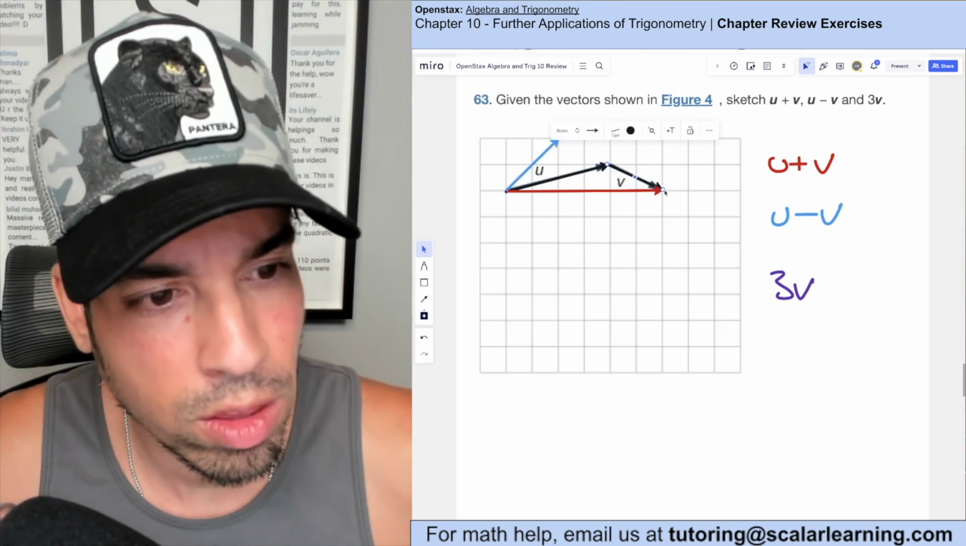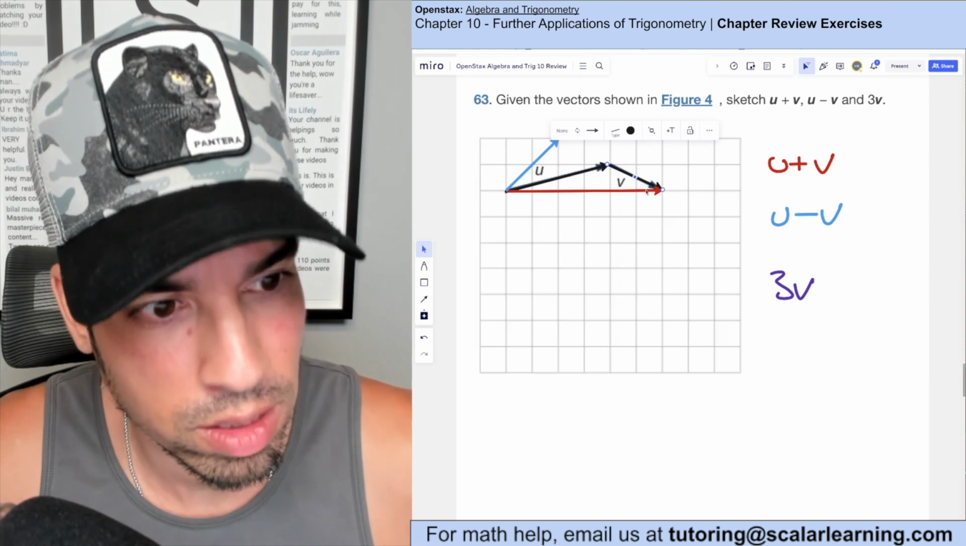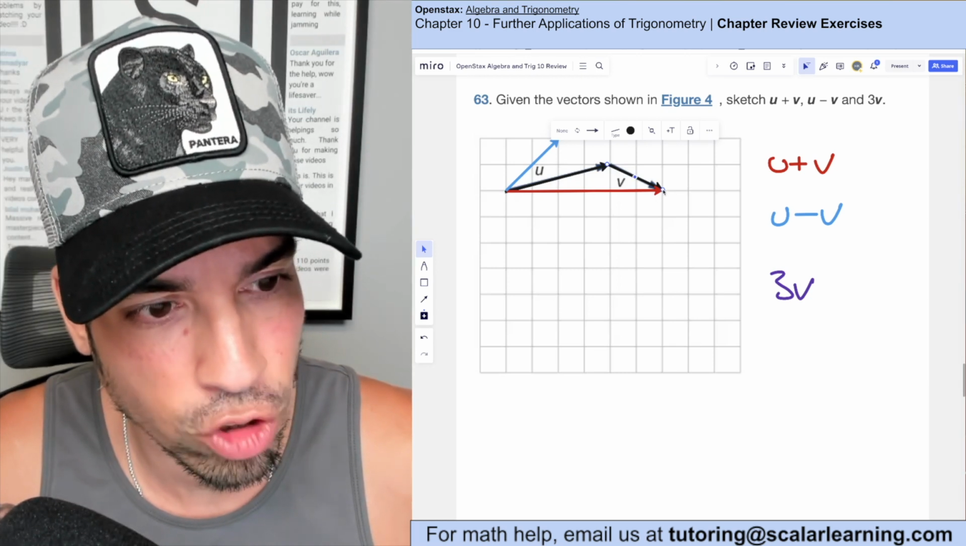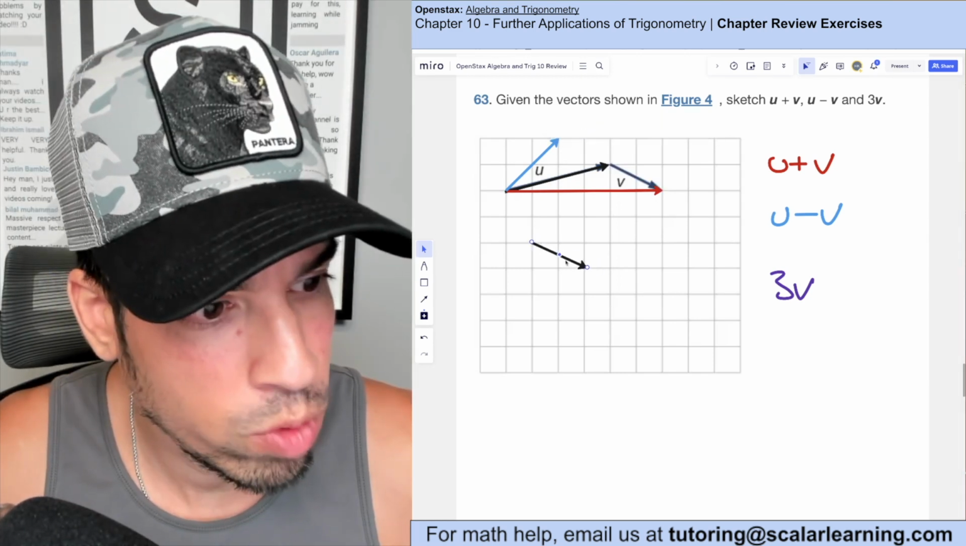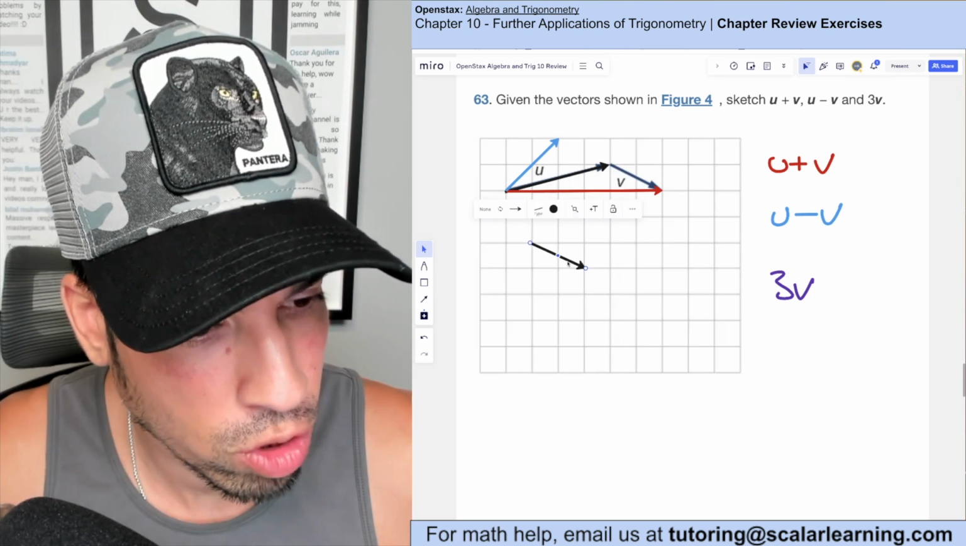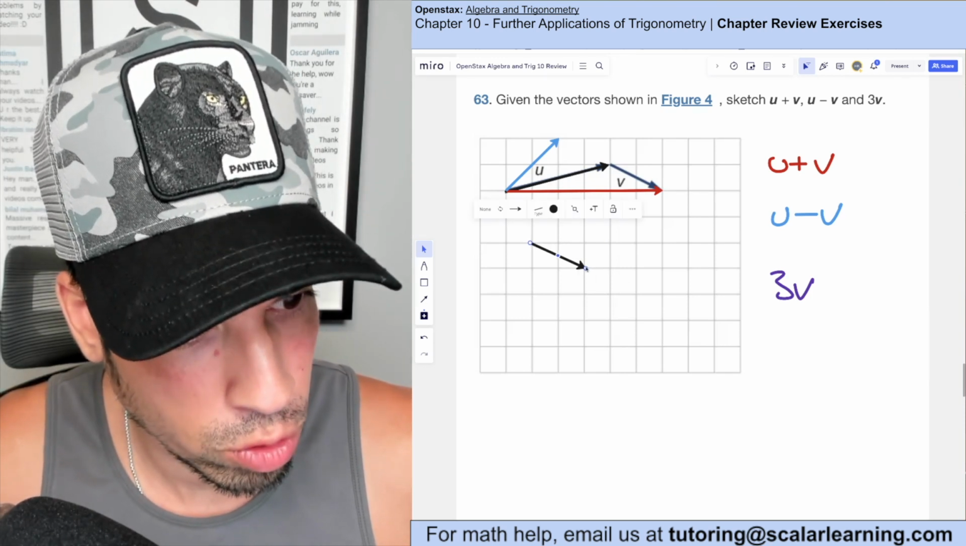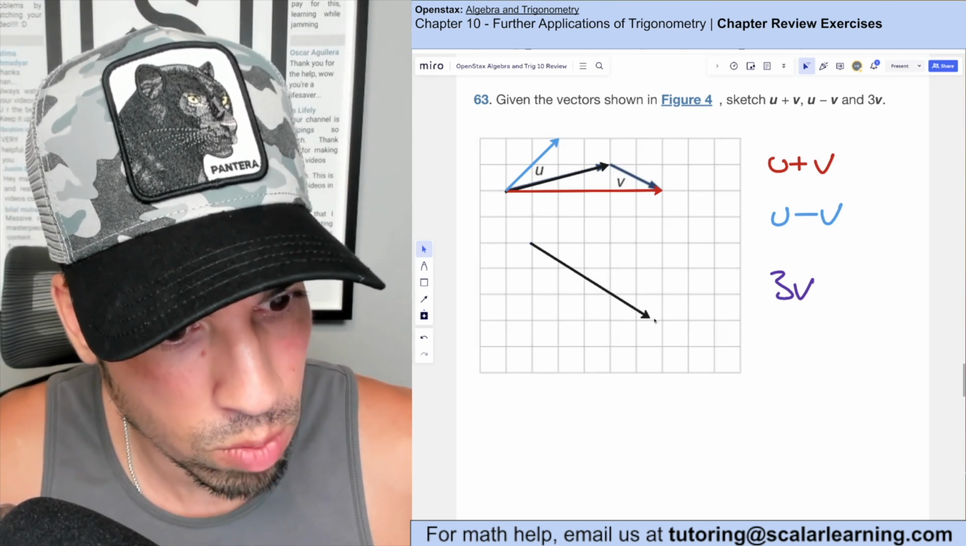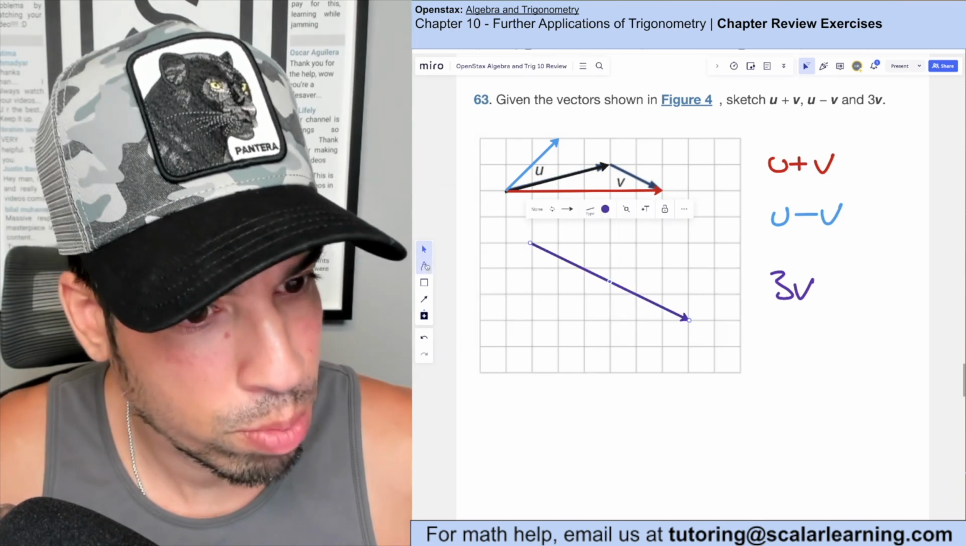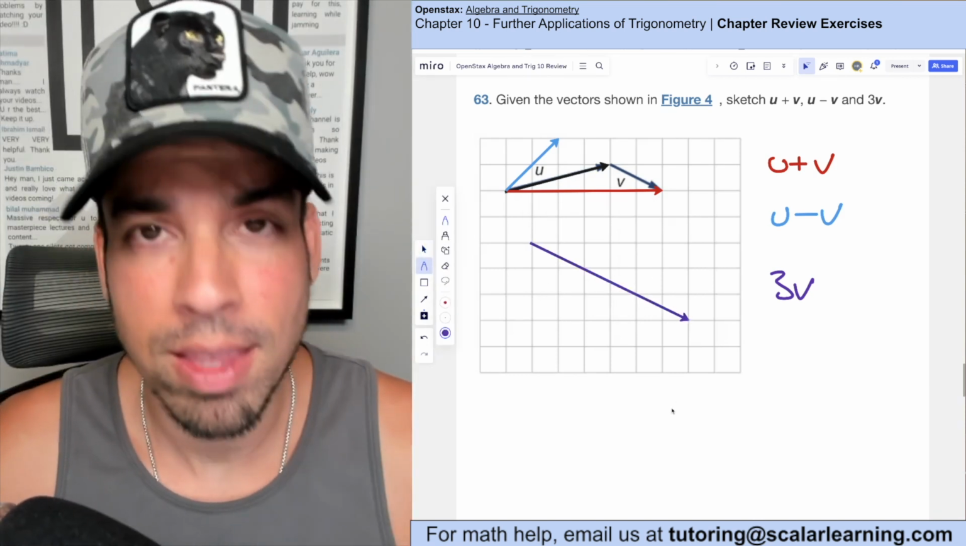Last but not least, we need 3v. Literally what I'm going to do is take the length of v as is and triple the magnitude. So I'm going to move it over here so we have a little bit more room so I can show you. So it's going down 1 over 2. So we go down 1 over 2 again, down 1 over 2 again, and we'll put that in purple so it matches. So anyways, that's how you do it.